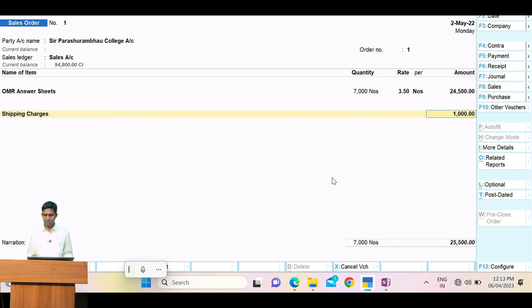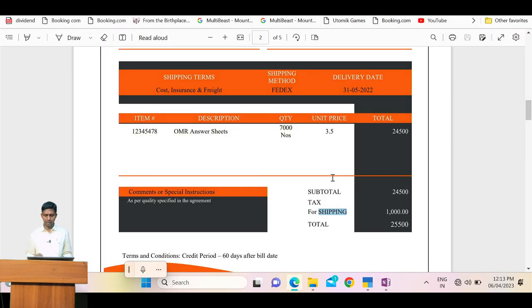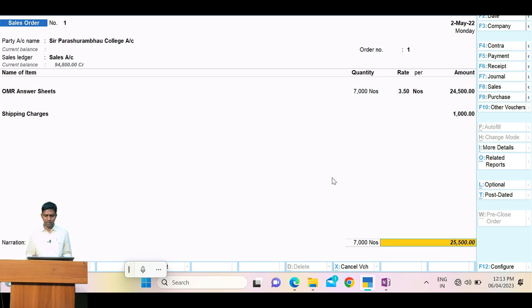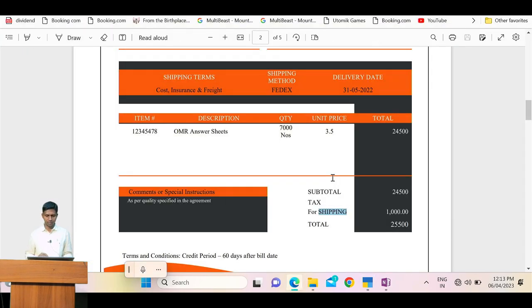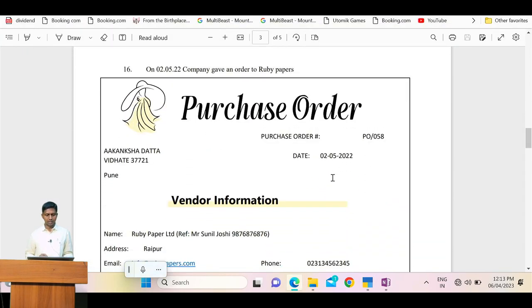Shipping charges here 1000, that is correct. 25,500 is written. Finally, the total is correct, and the date 2nd May is also correct. Everything is perfect and fine. You can accept it. Then next transaction.